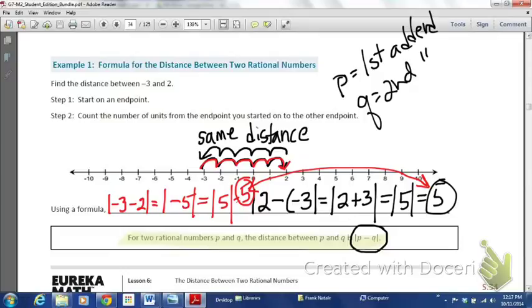Now, what we come to learn is that if we change it around, if we started with 2, as we did here, then that becomes the P, and the -3 becomes the Q. Over here we had the -3 as the P, and the +2 as the Q. So whichever way you do it, it doesn't really matter, just as long as you know this formula: for two rational numbers P and Q, the distance between P and Q is the absolute value of P take away Q.